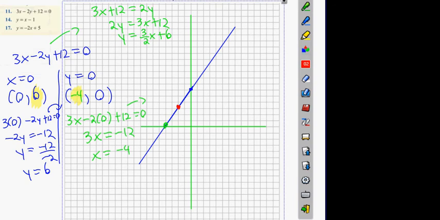This point here is known as the x-axis intercept. Is everybody happy with that? Yeah. Where the line hits the x-axis. The second point here is known as the y-axis intercept, where it hits the y-axis.